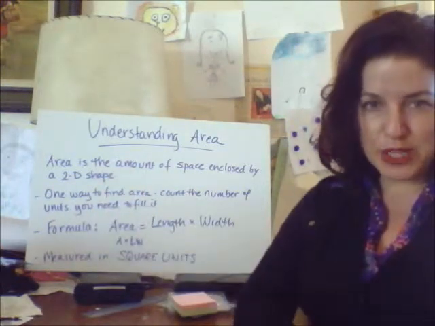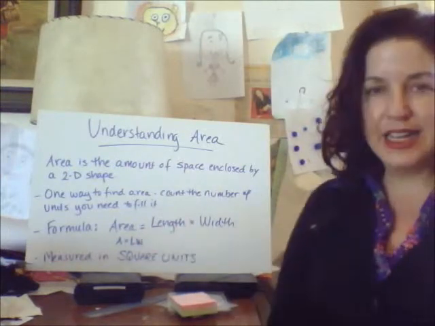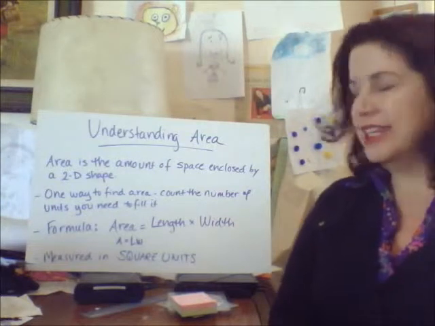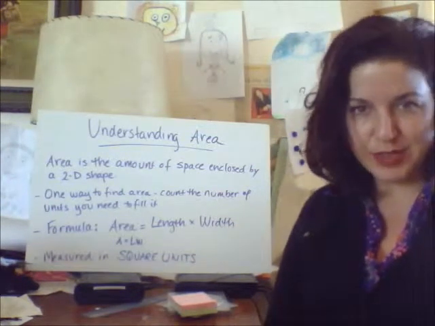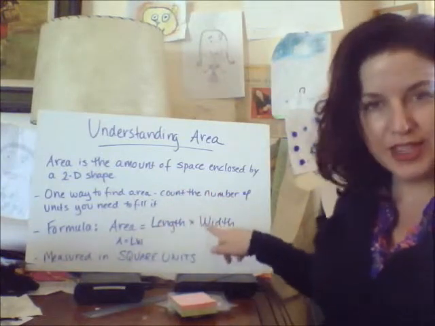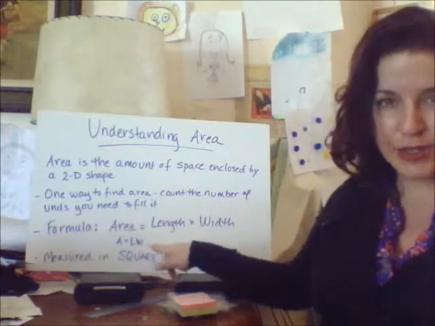Usually, particularly when we're talking about rectangles, we use a formula. The formula to find an area of a rectangle or a square is length times width equals area. Okay, so area equals length times width. Sometimes it's written as A equals L times W or A equals LW.